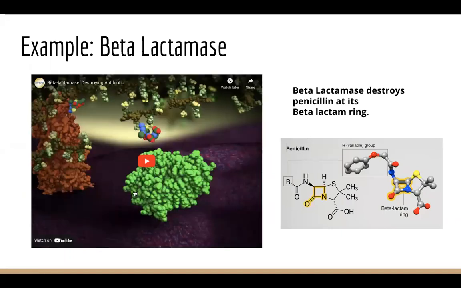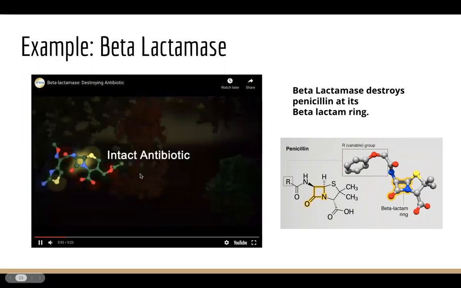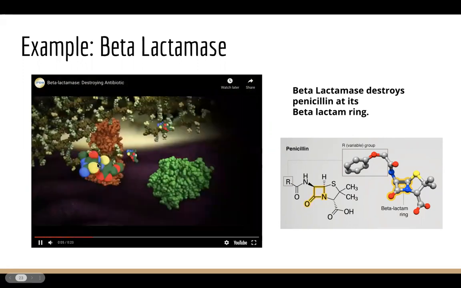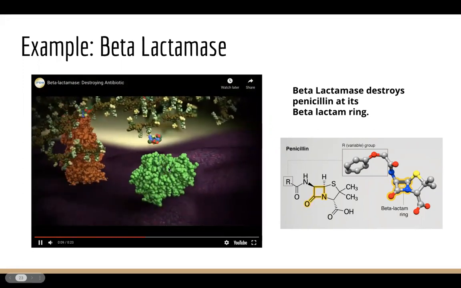So here's an example of one type of resistance, and that's the beta-lactamase. So the beta-lactamase is this sort of protein here. We talked before about penicillin and its beta-lactam ring and how it attaches to PBPs, and how that can stop the cell wall from being effectively created. But what happens here is the beta-lactamase, which existed naturally in some bacteria already, takes the intact antibiotic and destroys it. It destroys the beta-lactam ring.